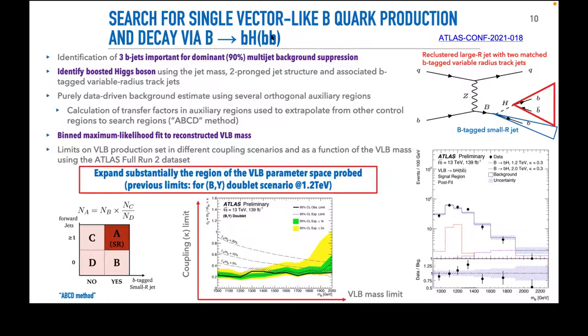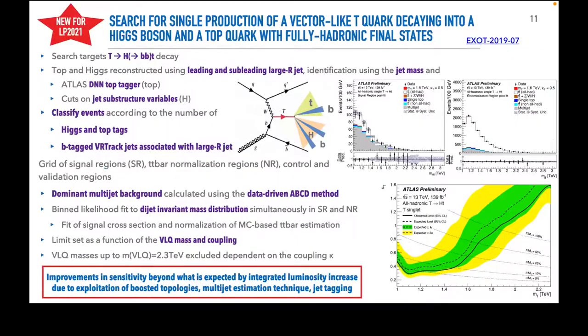So if you go to slide 11, here I present a brand new search for a single vector-like top quark decaying to a Higgs boson, which decays to two B quarks, and a hadronically decaying top quark. You see an illustration of this final state here on the left-hand side. So the top and the Higgs are reconstructed using the leading and subleading larger jets. They are supposed to be boosted. The identification is done using the jet mass and the DNN top tagger for the top, and cuts on the jet substructure variables are used to define the Higgs boson.